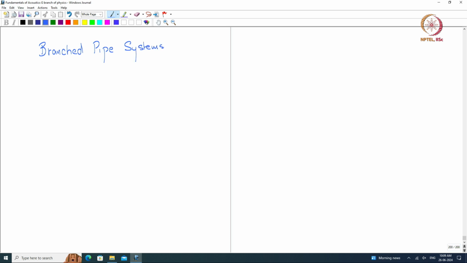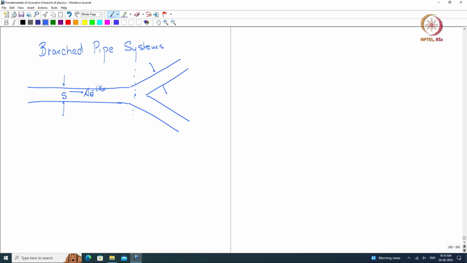Okay. So what is a branched pipe system? We have a pipe, let us say, of a certain cross section S, and there is an incident pressure A e to the power of minus j k x, and let us say there is a junction where it branches, and let us say this is the origin of sorts, and this cross section is, let us say, S1.